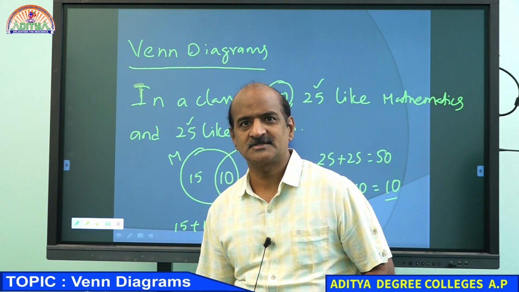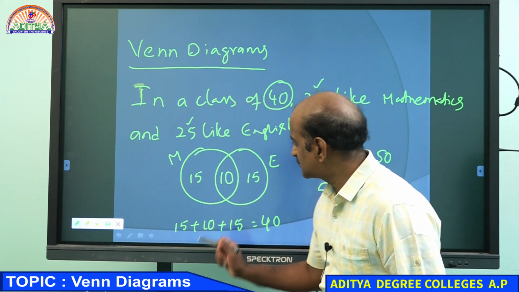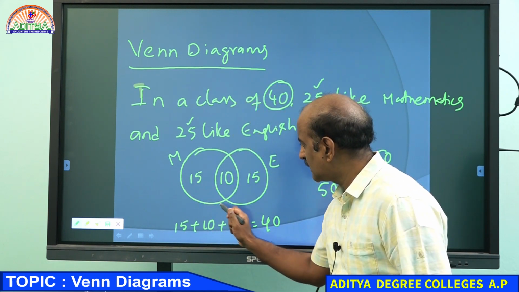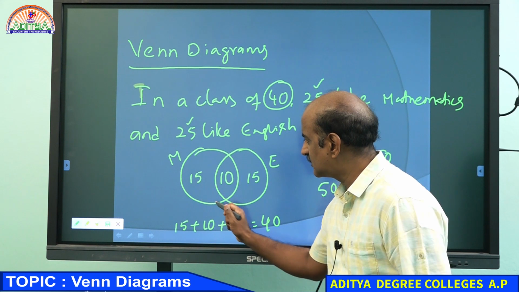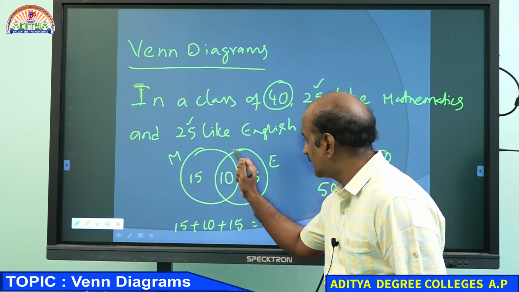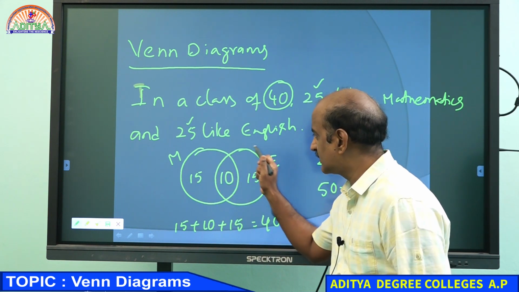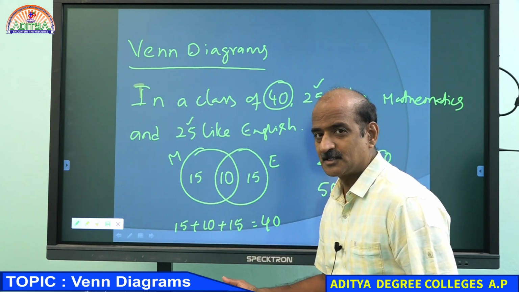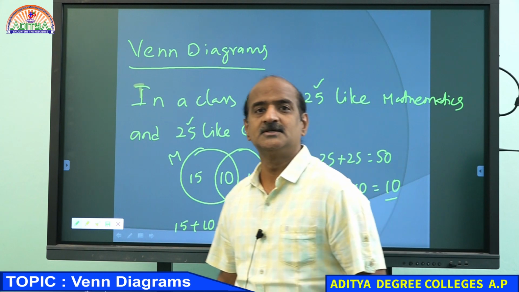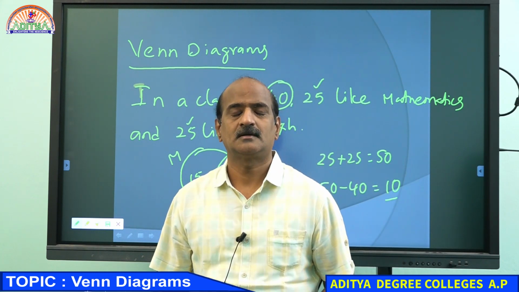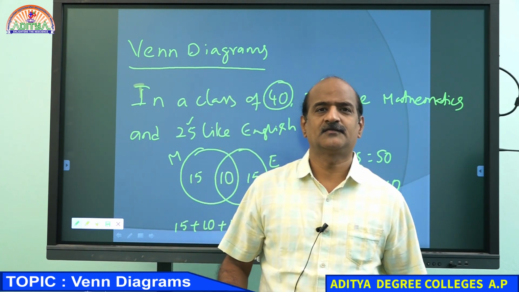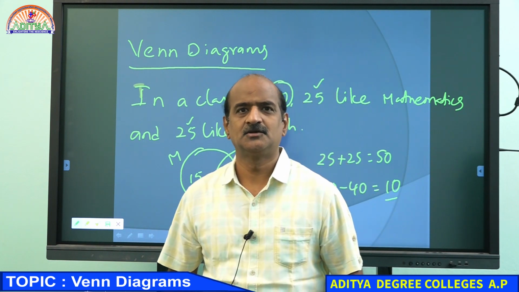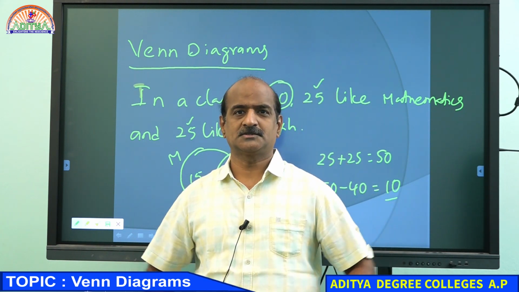I hope you understand this. Come on students, please look at this. How many people like mathematics? 15 plus 10, 25. How many like English? 10 plus 15, 25. But 10 is in the common area, and hence we answered this question without any confusion. This is what we call Venn diagrams.